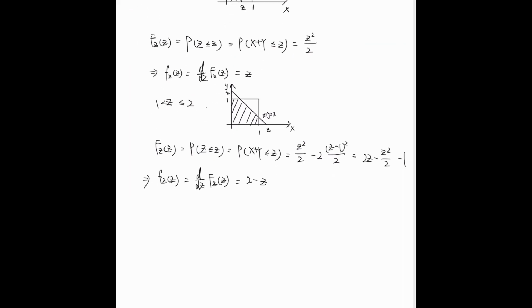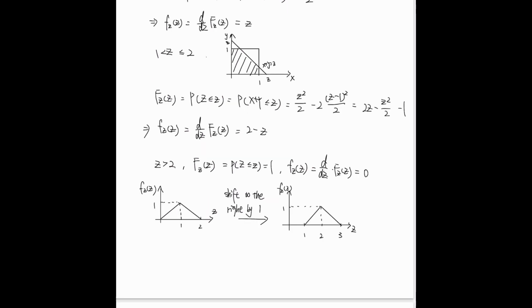When z is greater than 2, the graph is shown, the distribution function of Z is 1, and the density function of Z should be 0. So we can get the graph of the density function of Z. So the density function of Z is (z minus 1) times u(z minus 1) minus 2 times (z minus 2) times u(z minus 2) plus (z minus 3) times u(z minus 3).